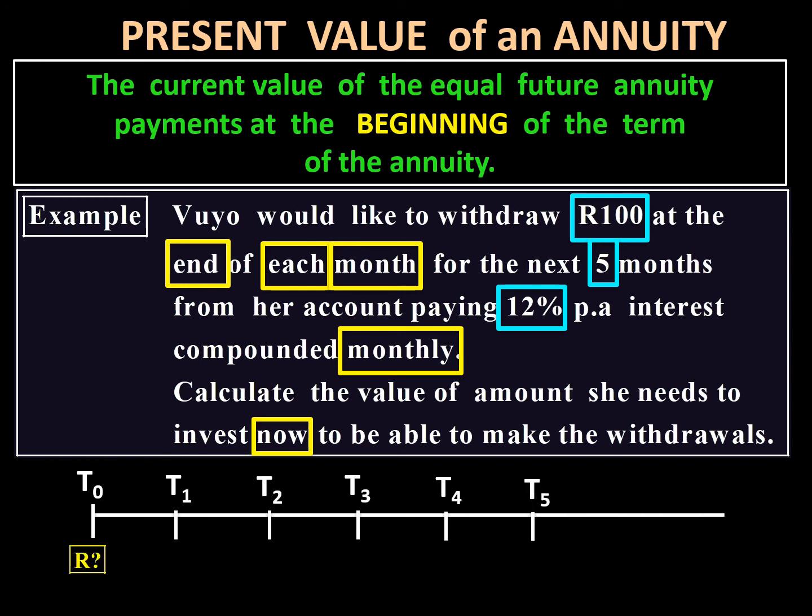So we want to know what is the amount she must deposit now. That's the amount that is unknown there, right? The amount at the beginning. But she's going to make regular withdrawals, 100, then another 100, and another 100, and another 100, and another 100 at the end of each month. So we're interested in finding what is the amount she must deposit, and this is the present value that we want to determine. In the next slide, we're going to derive the formula.